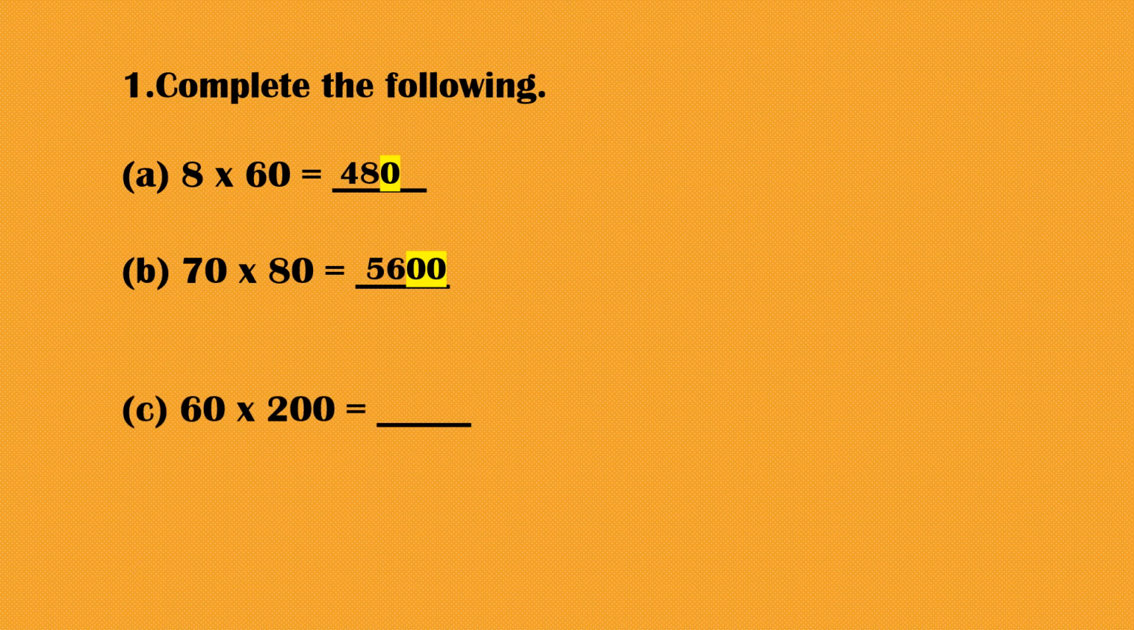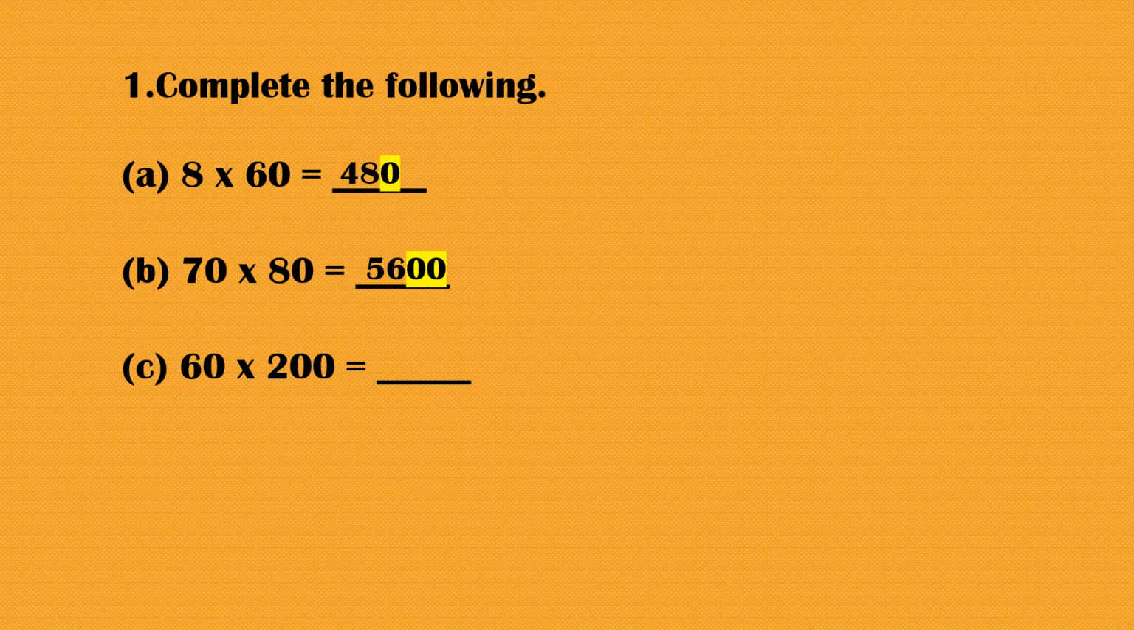Now see the next question. 60 multiplied by 200. Now you multiply 6 with 2. So you will get 12. And here the number of zeros is 3. So mention after that 12, then after that 000 you mention, so it will be 12,000.